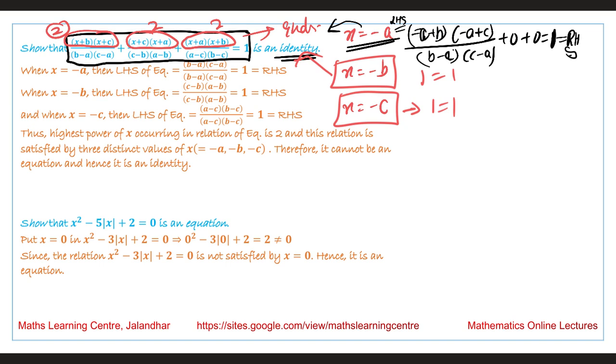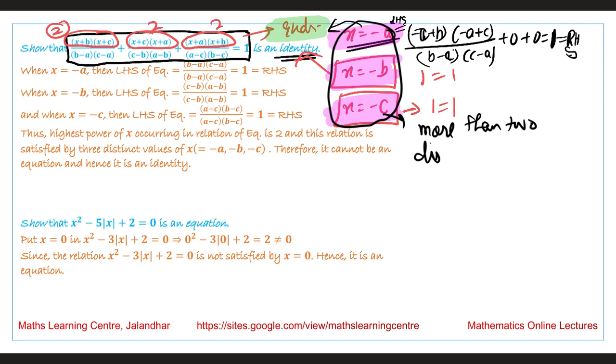So this tells us that this equation has 3 roots, x is equal to minus a, x is equal to minus b, x is equal to minus c. We are not saying that these are the only roots, we are saying x is equal to minus a satisfies the equation, x is equal to minus b satisfies the equation, and x is equal to minus c satisfies the equation. But we know that this equation is a quadratic equation, and it is clear from this case that it has more than 2 distinct values. We are saying minus a, minus b and minus c satisfy these equations.